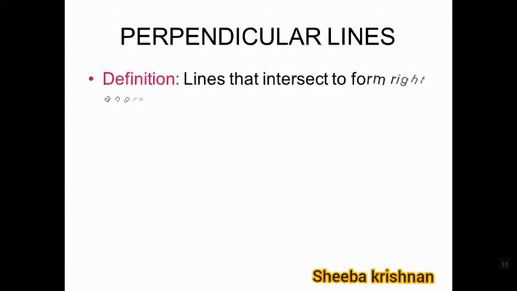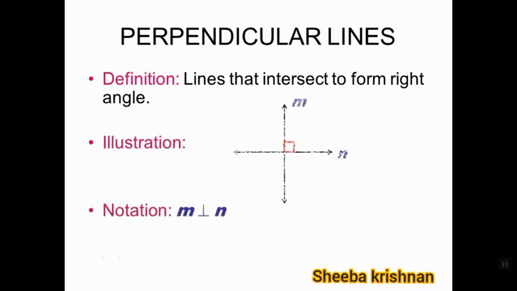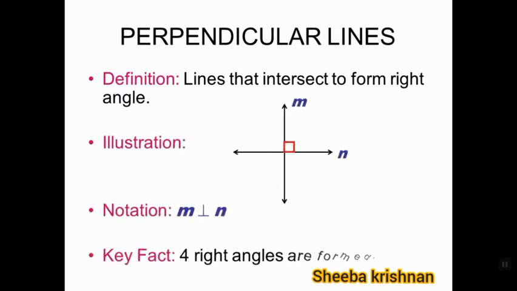Next is perpendicular lines. Lines that intersect to form right angles. Let us see. Look at these lines. These lines intersect to form four right angles. One is here, one is here, one is here and one is here. And so we can say these lines are perpendicular lines. The notation for perpendicular is this, and we read it as M is perpendicular to N.